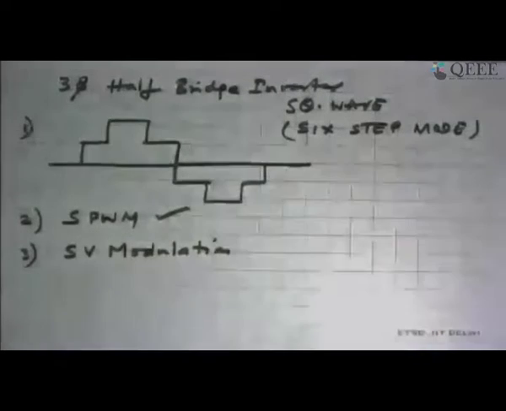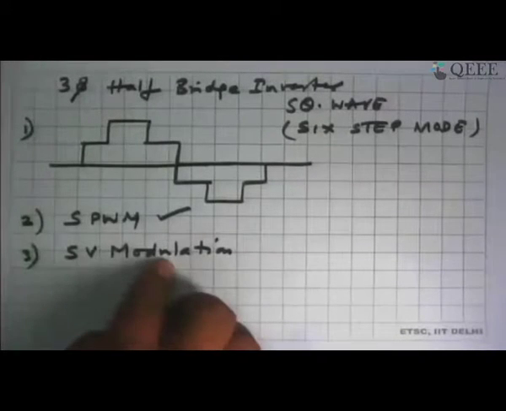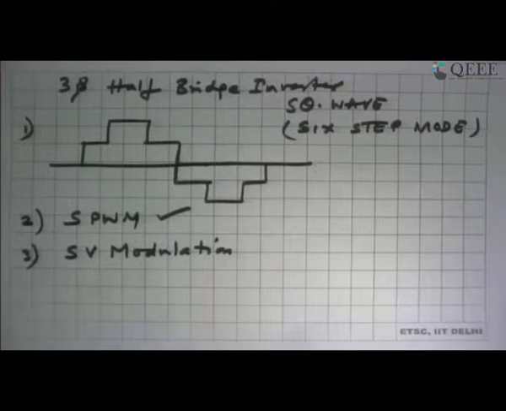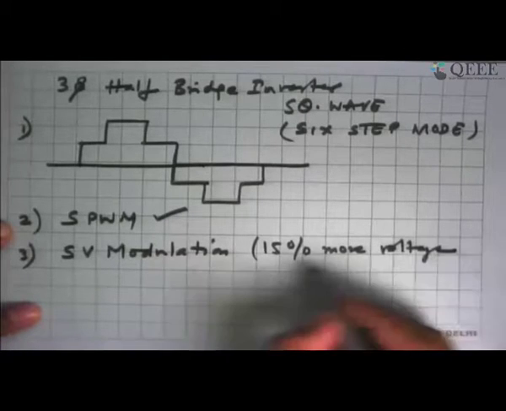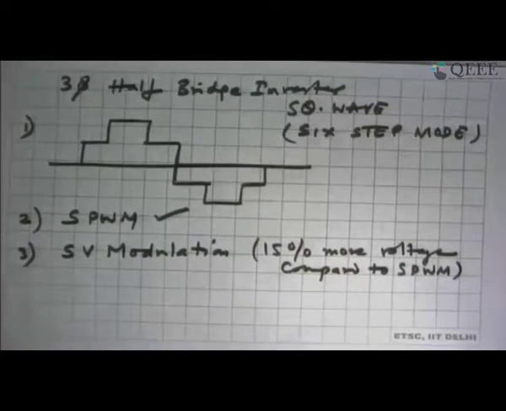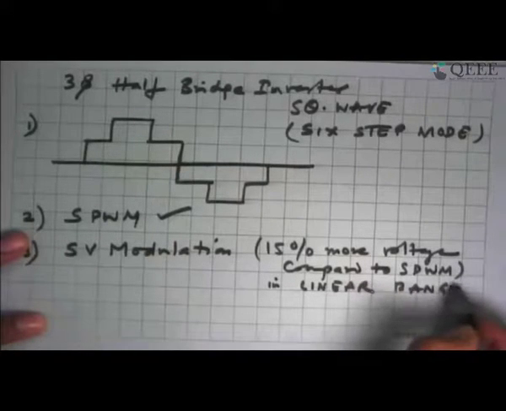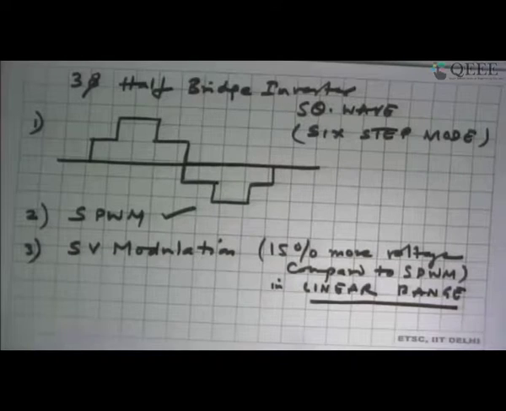So we go for the SV modulation technique. It will also help us to go to an extended linear region, beyond what is generally offered by SPWM, by another 15%. This linear range is important because once you cross the linear range, you will enter the non-linear range and the currents will not be sinusoidal anymore.